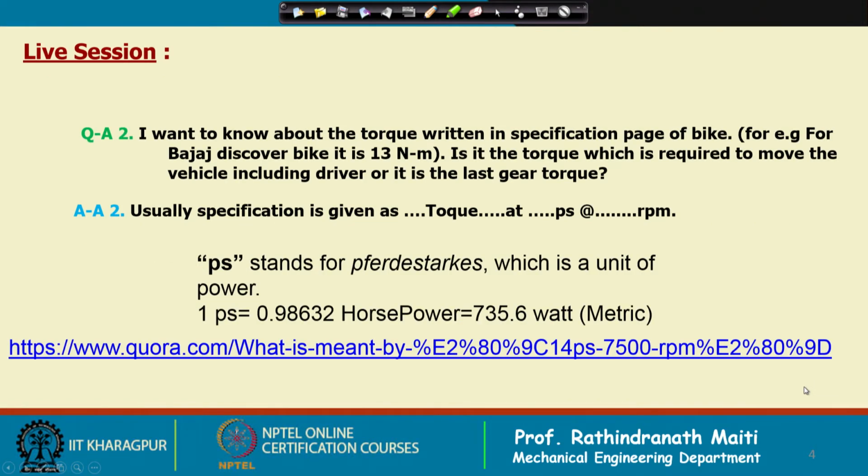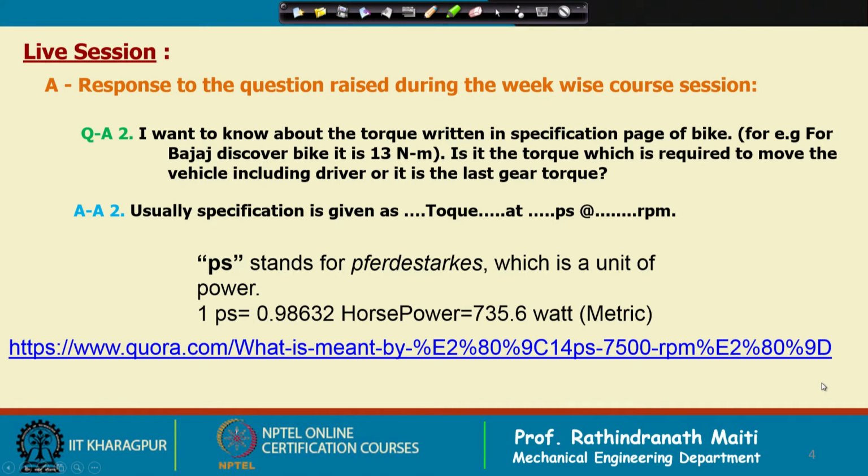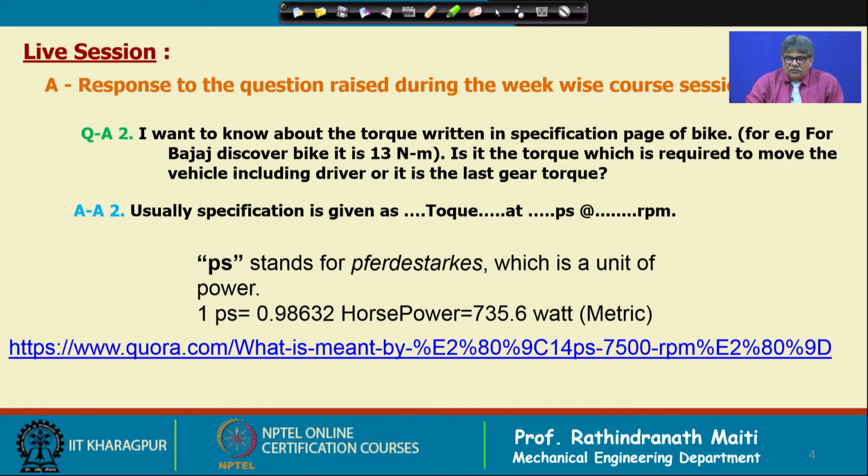Now, the next question was: I want to know about the torque written in the specification page of a bike, for a Bajaj Discover 13 Newton meter. Is it the torque required to move the vehicle including the driver, or is it the last gear torque? Now, I think you should see this properly. There it is written either net torque or gross torque.